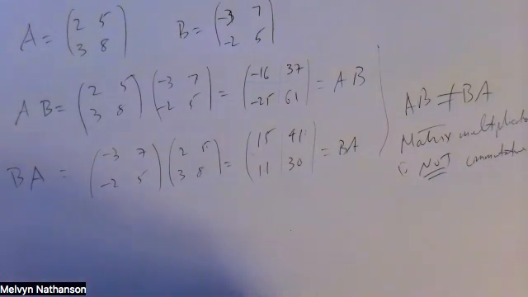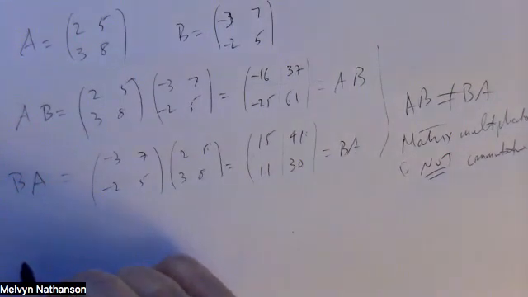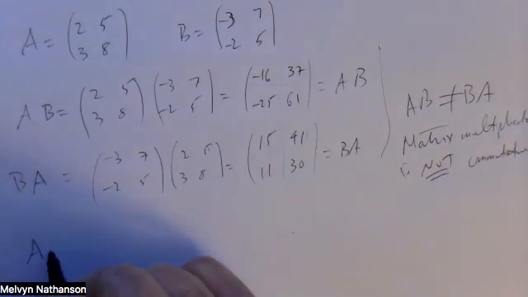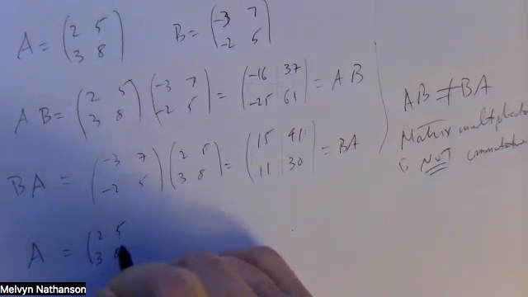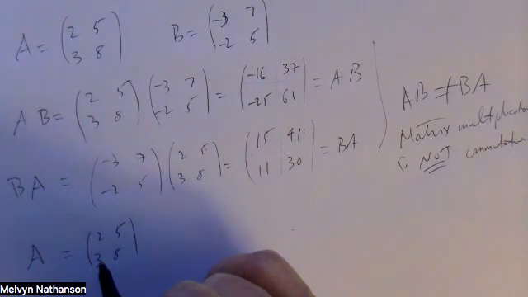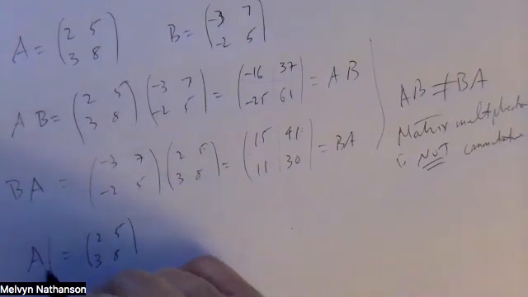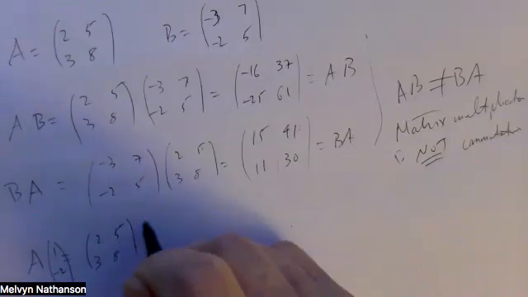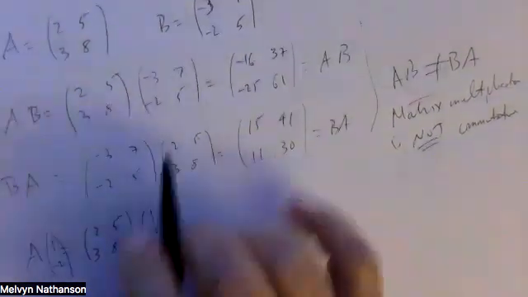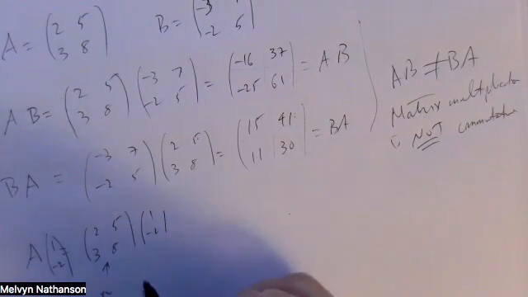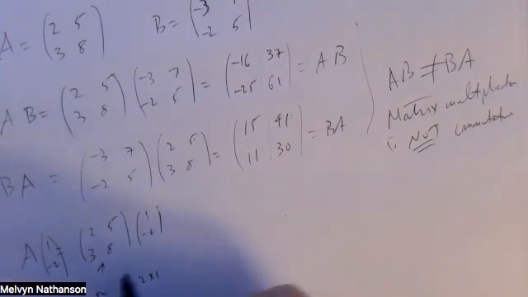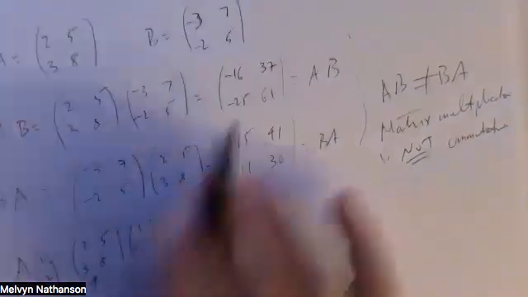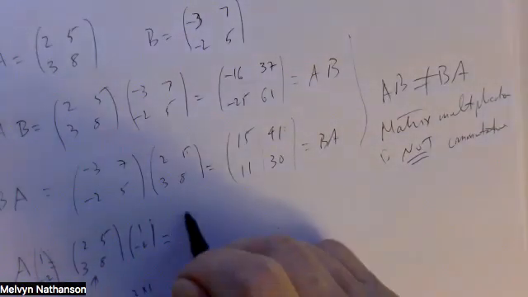Let's look at a very special case. Suppose I take the matrix A, which is 2, 5, 3, 8, and I multiply it by a column vector, let's say 1, minus 2. So this is a 2 by 2 matrix. A column vector, again, you can think of as a matrix. There are 2 rows and 1 column. So the result will be a 2 by 1 matrix, another column vector.